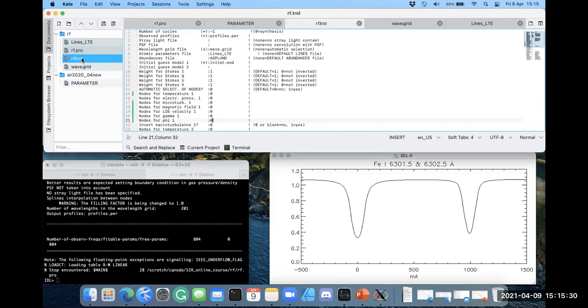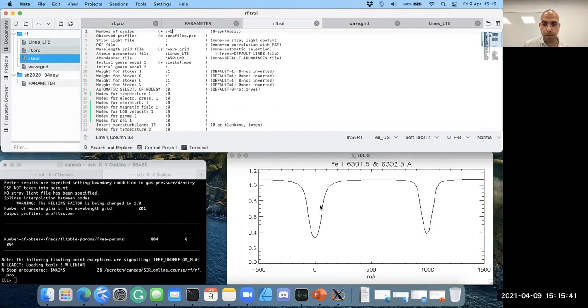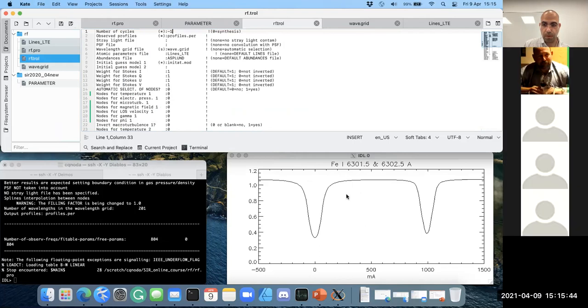So then let's go to the control file. That is this one. The first thing that you will see that is different is that we now have -1 here. So if you remember, if you want to run synthesis, you put 0. If you want to run inversions, you put numbers above 0. So 1, 2, 3, or 4, 5, depending on how many cycles you want to run. And then -1 is for running the computation of a response function.